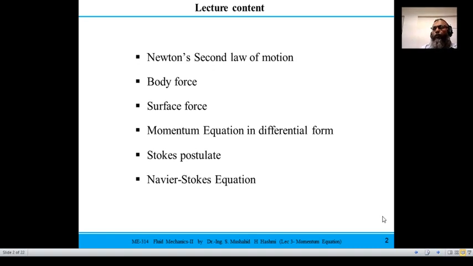by Newton's second law of motion, which is actually the basis for deriving the Navier Stokes equation. When we talk about forces, we will broadly classify forces in terms of body forces and surface forces. Then we will apply Newton's second law of motion to a differential element of a fluid and derive the momentum equation. By using the Stokes postulate, we will be able to derive the Navier Stokes equation.